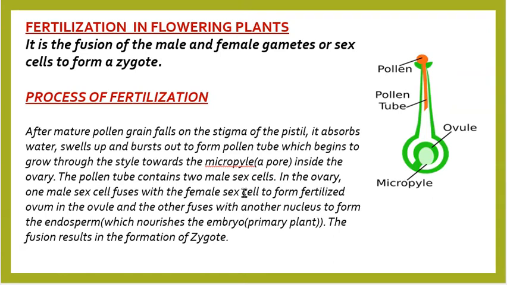One male sex cell fuses with the female sex cell in the ovule to form what we call the fertilized ovum. Then the other fuses with another nucleus called the secondary nucleus to form what we call the endosperm, which will nourish the embryo or supply nutrients to the embryo. Now the resulting fusion together is what we call zygotes. So a zygote is a fertilized ovum. Let's take note of that.